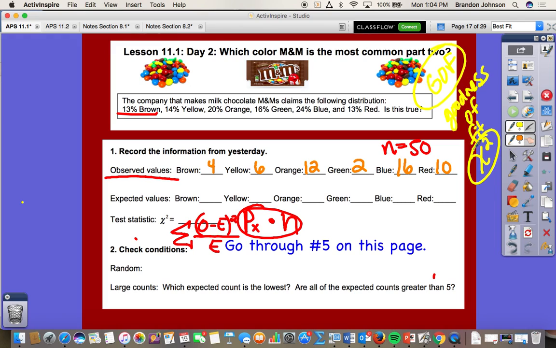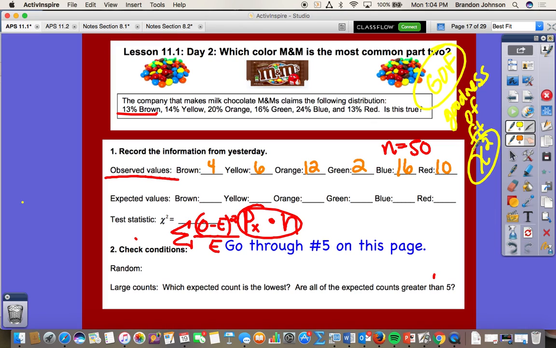Check the conditions. Random, I guess we assume it's random. Put when one is selected. So you can go back to stat. Then it says large count, just change it to expected count. The lowest expected count is good.